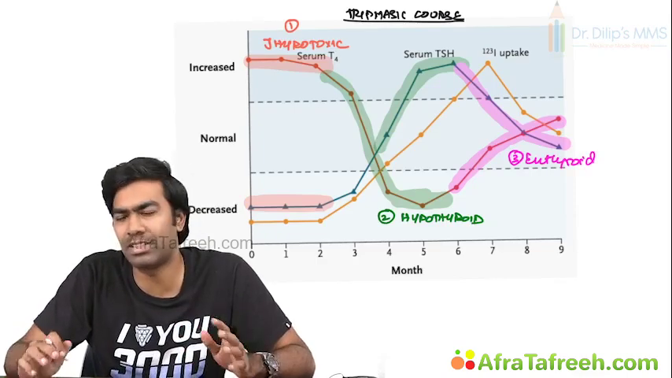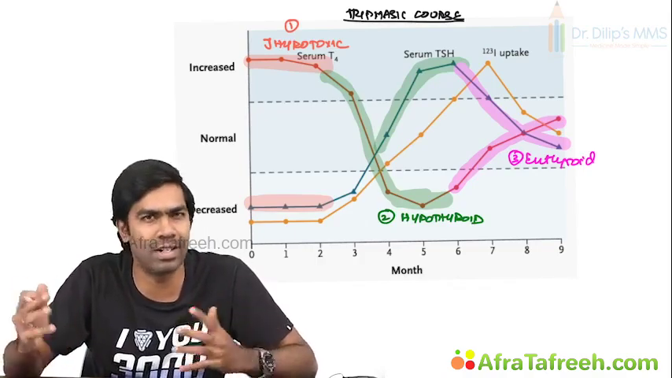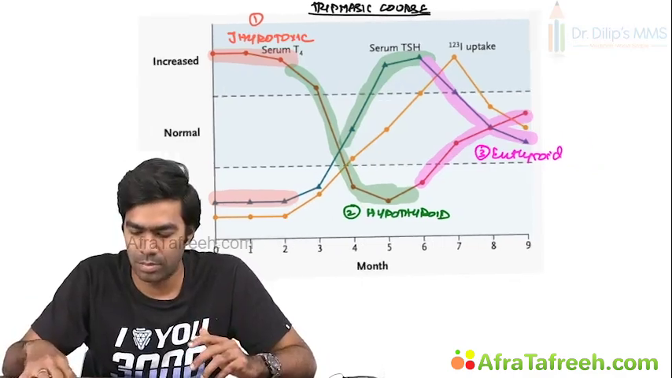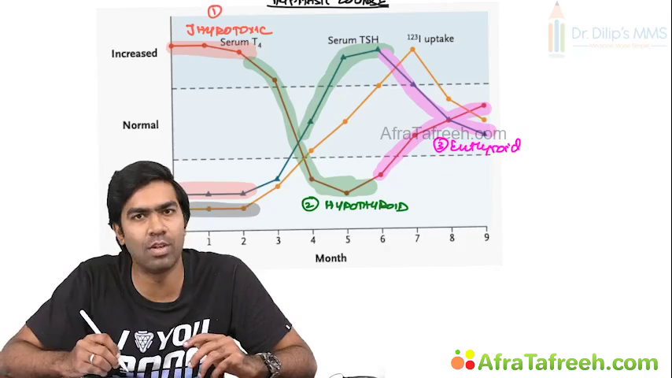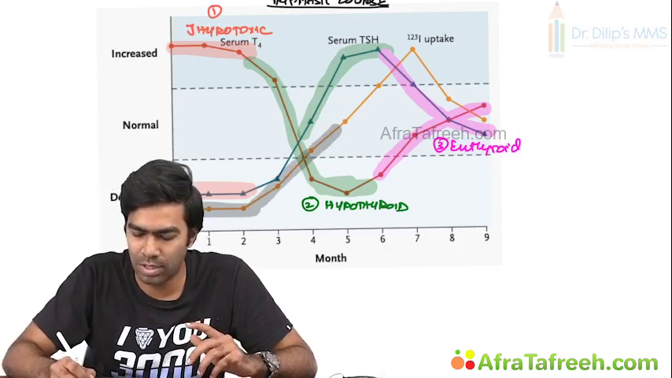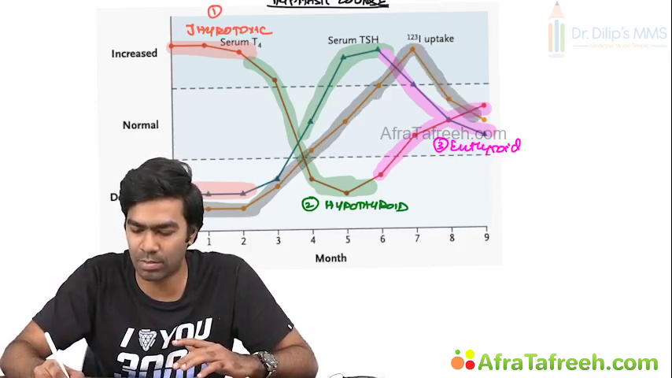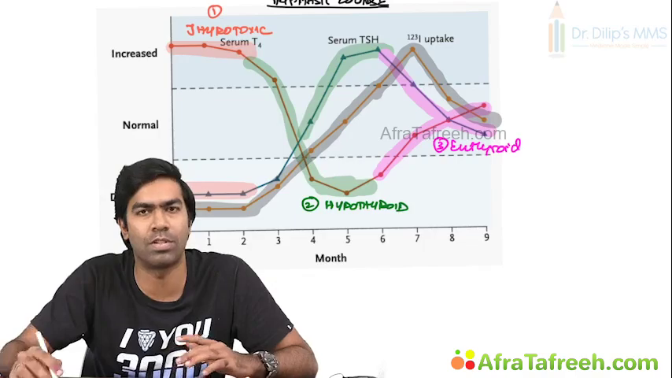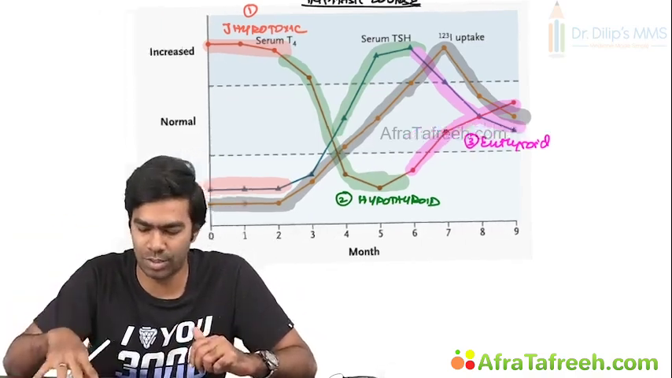Whether all the patients will become euthyroid or not depends on the background autoimmunity. We'll discuss that later on. But you can see the iodine uptake usually correlates with the TSH. If the TSH is low, iodine uptake will be low. It also rises along with the TSH. Once the TSH becomes normal, iodine uptake also becomes normal. So you can remember that iodine uptake will correlate with the TSH.